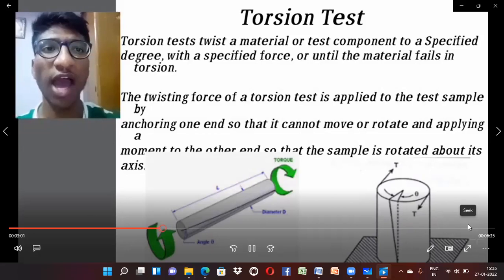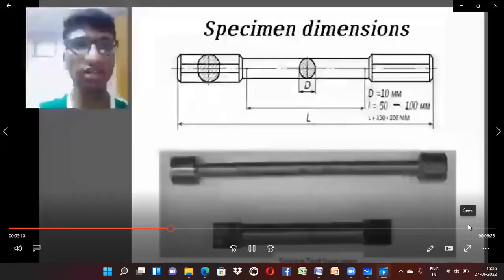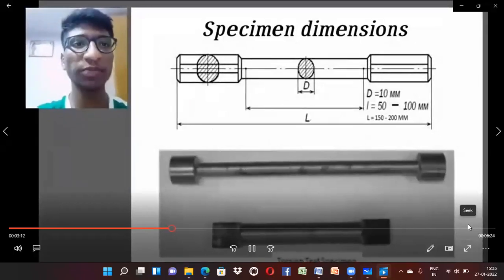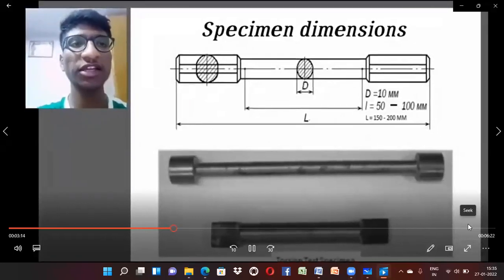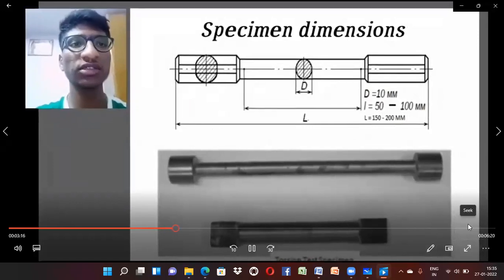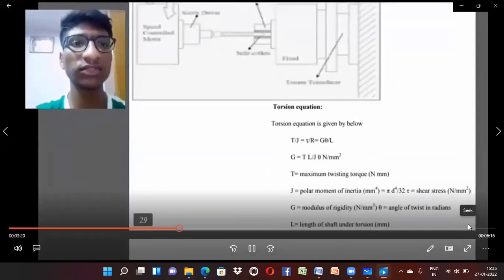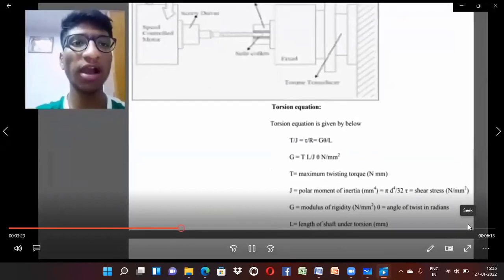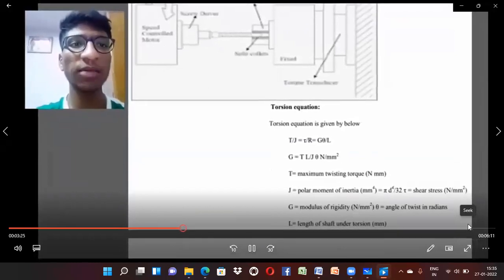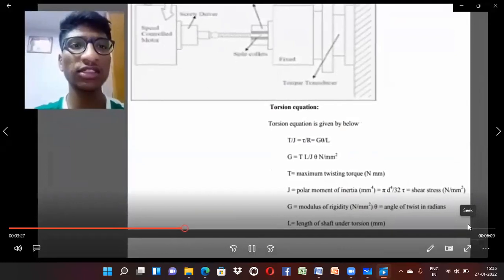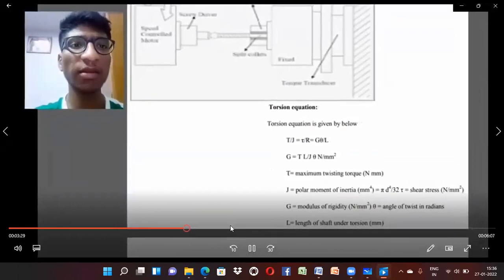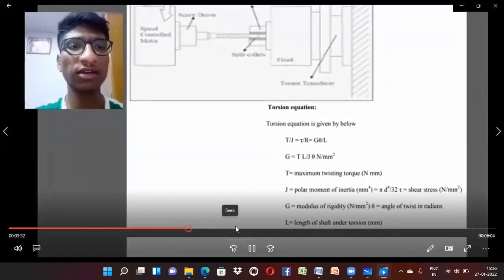So we have to take the apparatus: torsion test machine, vernier calipers, and one specimen. Initially, we have to take the dimensions of the specimen for calculating rigidity modulus. So we have one equation, that is T/J = tau/R = G theta/L. G = T L / (J theta).